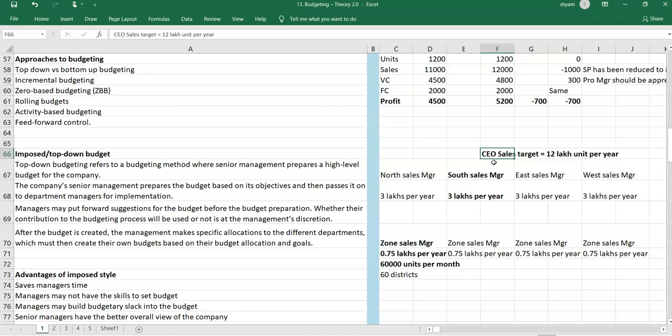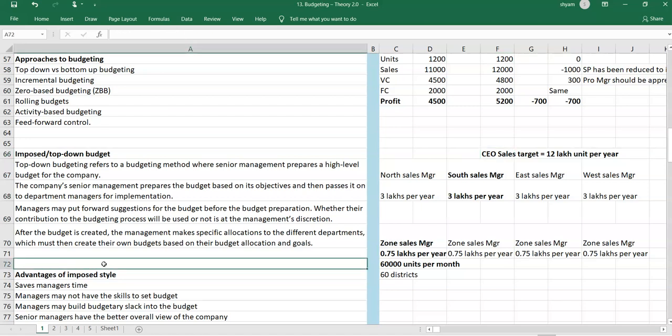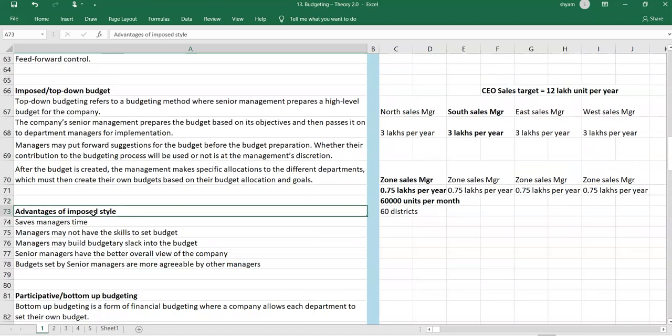Okay, so mostly it is the top management creating the plan and giving it to the lower managers, and the lower managers just have to achieve that target. So they might not have any involvement in the budget creation at all. Okay, so what are the advantages of this kind of method? See, this is very authoritative, but still it saves the managers' time. Each manager doesn't need to think about how to create a budget. They don't need to waste their time thinking about it. It's already done by the top management.